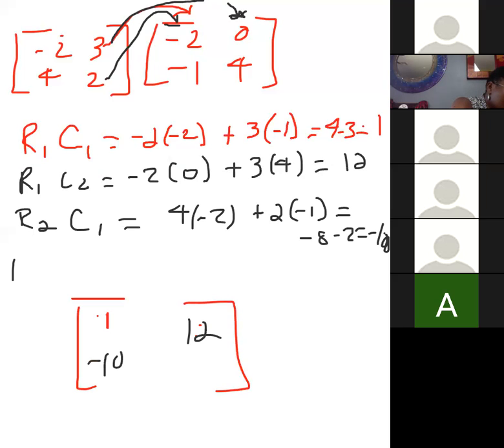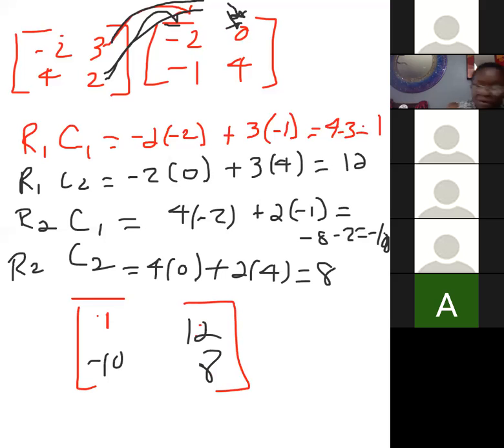And then last but not least, row 2, column 2. We're going to do row 2 multiplied by column 2. So 4 times 0 plus 2 times 4, and that's going to give you 8. And there you are.